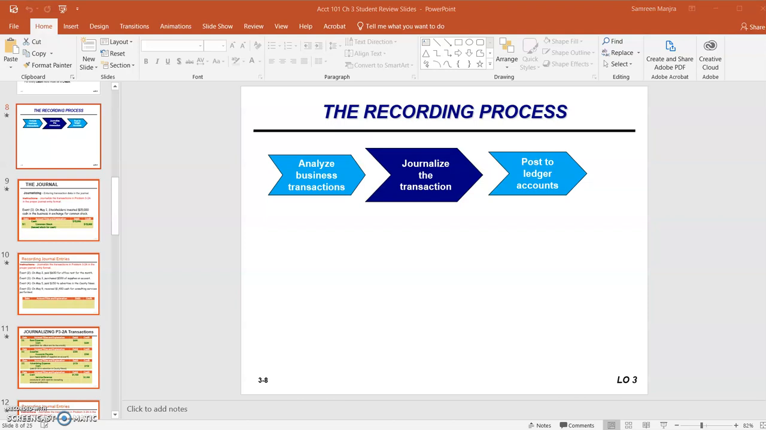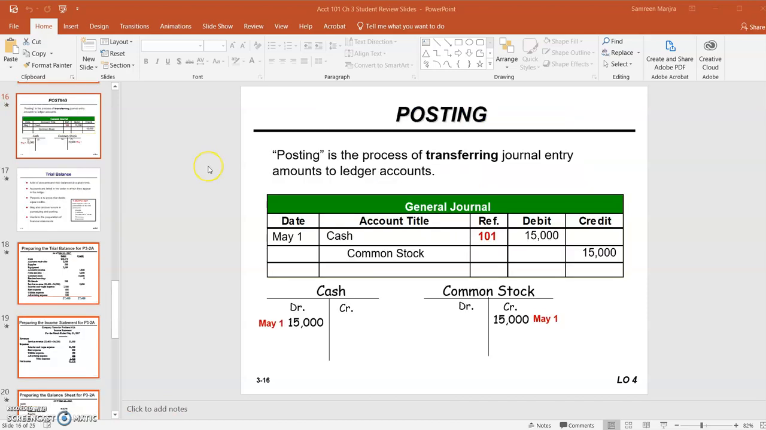In the first video, we started by discussing how to analyze business transactions in the tabular analysis format. We also talked about journalizing the accounting transactions and how to record journal entries. Now we're going to be talking about how a company would post those journal entries to the general ledger accounts. Posting is the process of transferring journal entry amounts to the ledger accounts.